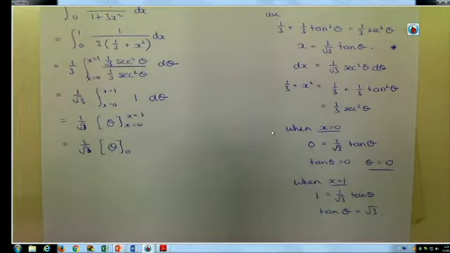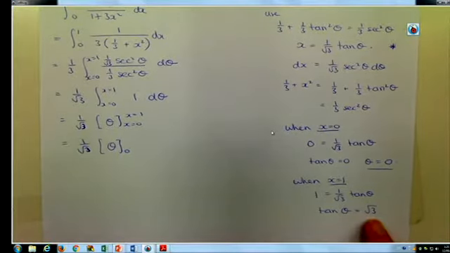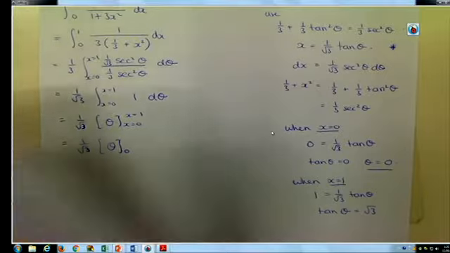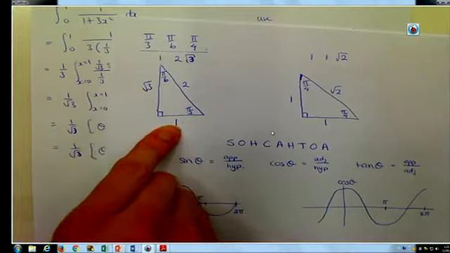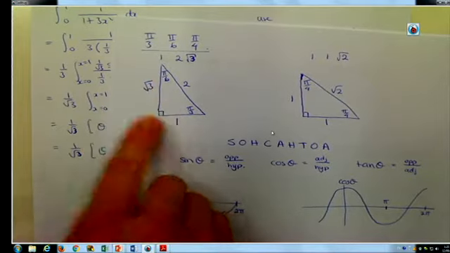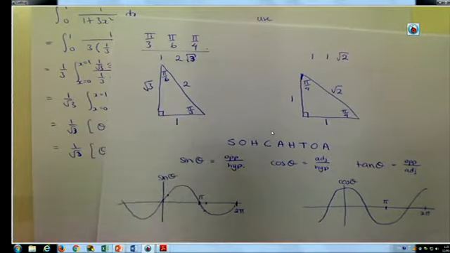Okay, tan theta equals the square root of 3. Now tan would be opposite over adjacent, and we want opposite over adjacent to be the square root of 3. If we look here, here's the square root of 3. Opposite over adjacent would be the square root of 3 divided by 1, which is just the square root of 3. So this one should be the opposite, this one should be the adjacent, and that will give me theta is pi on 3. Okay?